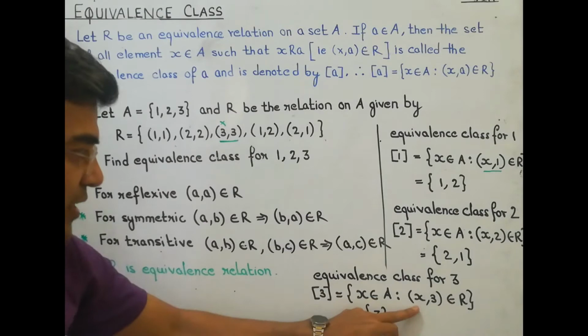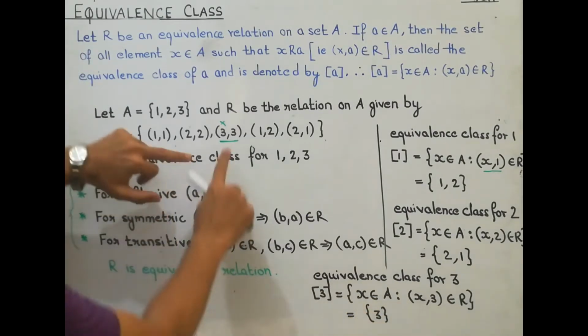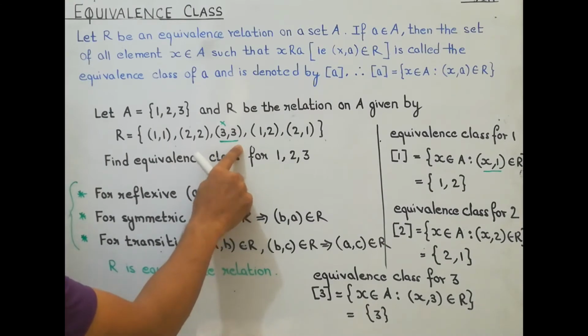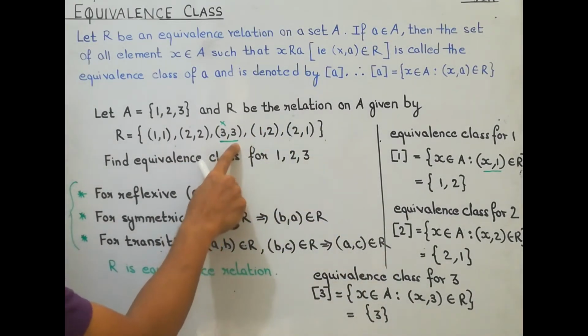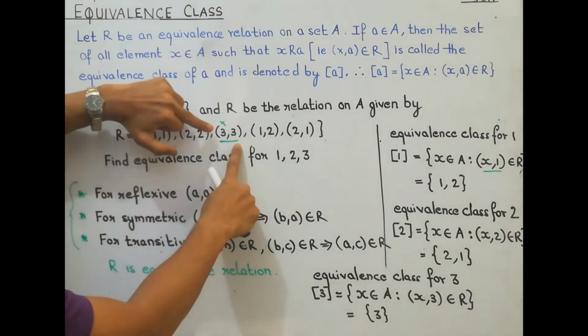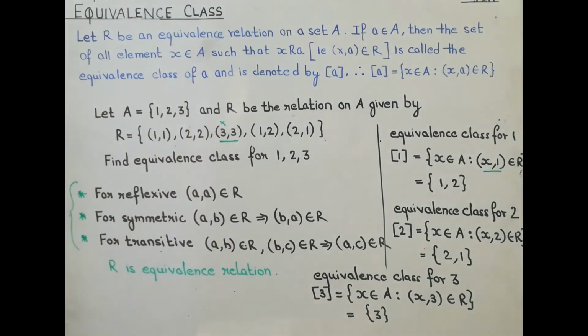Equivalence class for 3. That means you will look out for this x comma 3. So the second element should be 3. So there is only one ordered pair with the second element 3. So you have to write the set of the first element. So this is how you write the equivalence class when the relation is given to you in roster form. Let's take one more example.